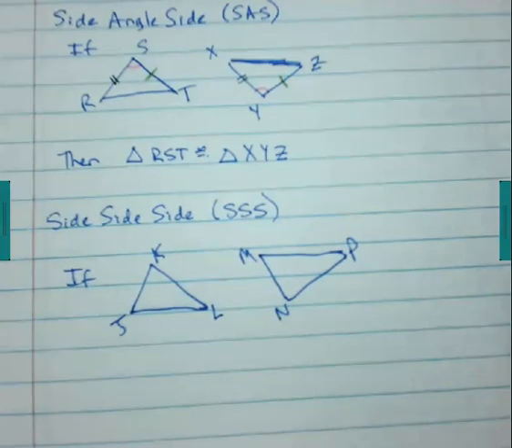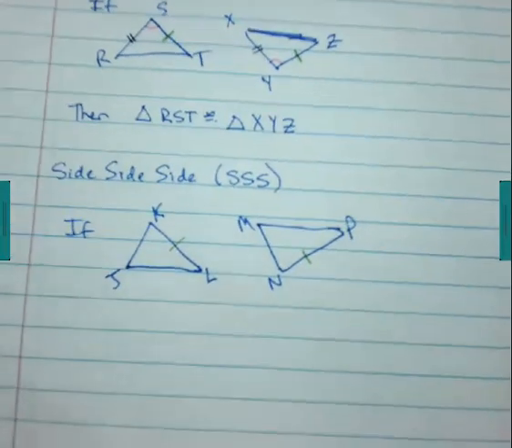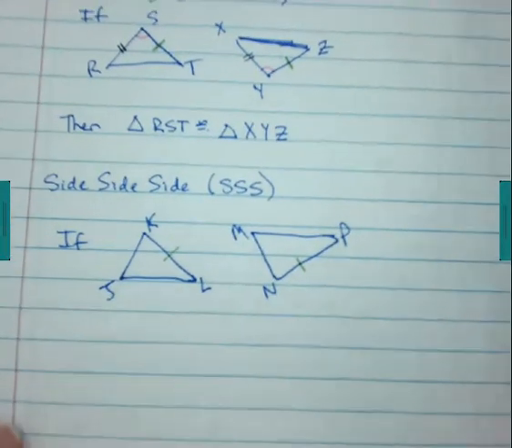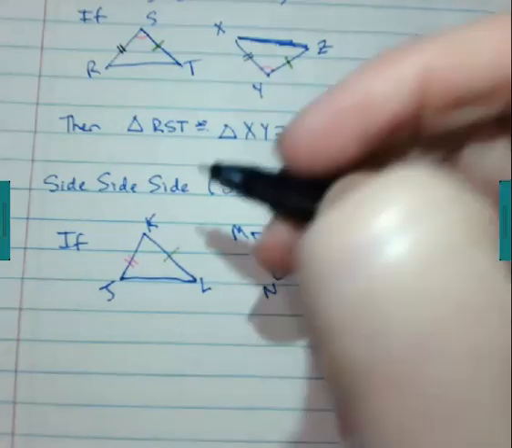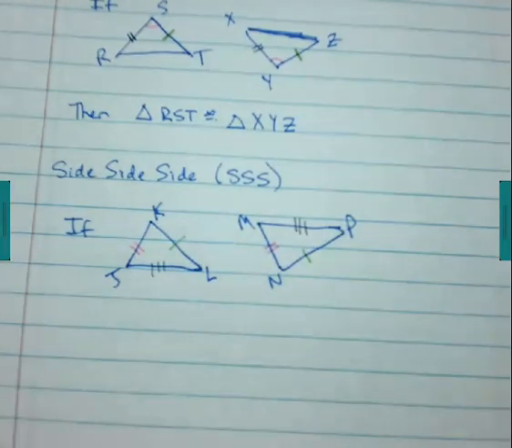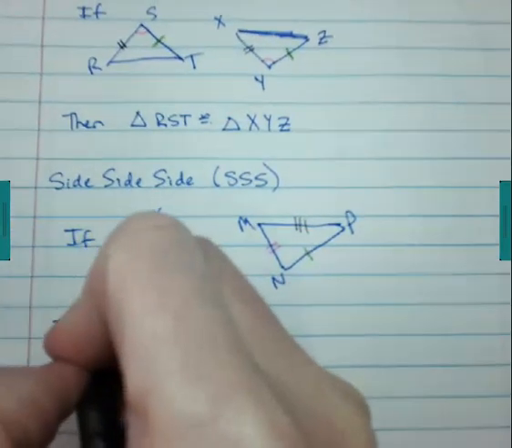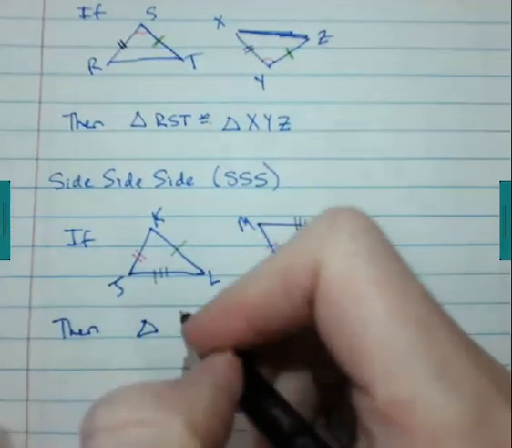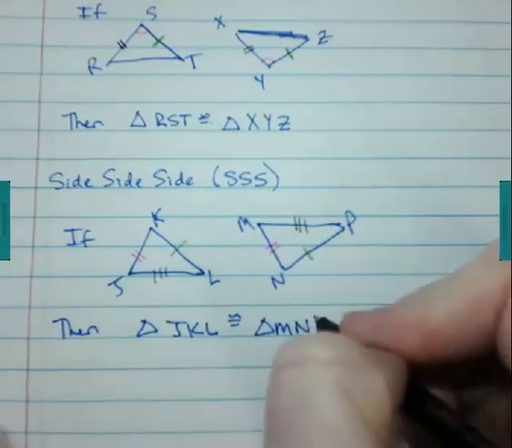If I say that KL is congruent to NP, and then KJ is going to be congruent to MN, and then lastly I'm going to put that JL is congruent to MP. If I know all of those are congruent, then I can say by side side side, then triangle JKL is congruent to triangle MNP.